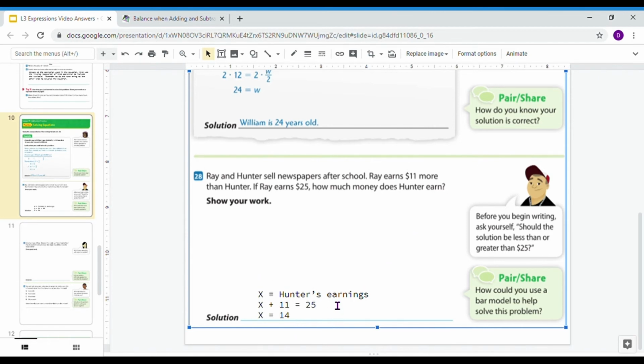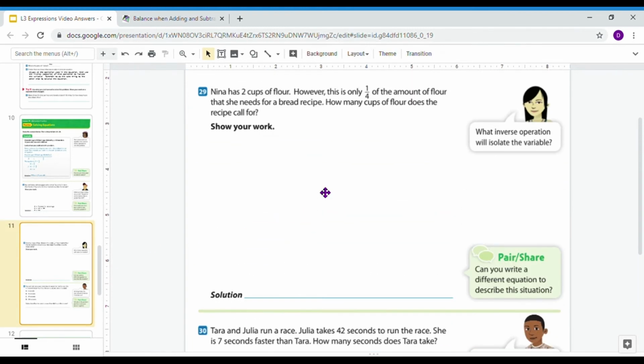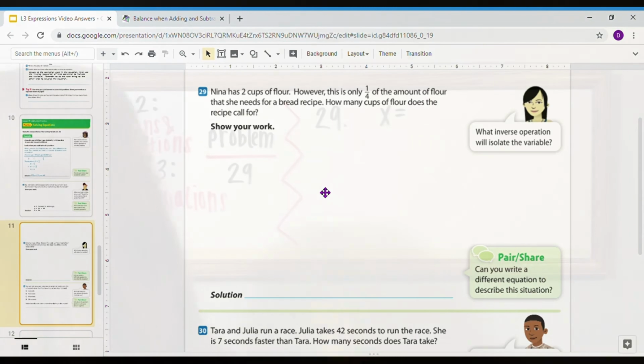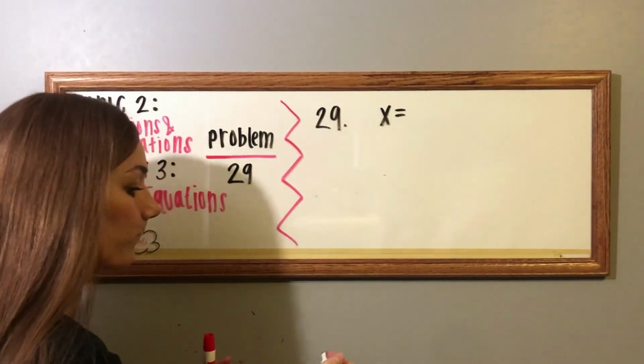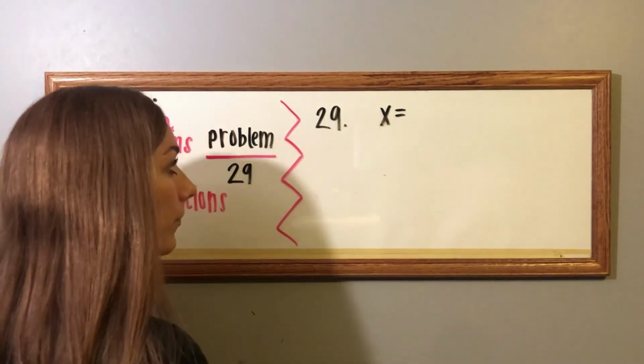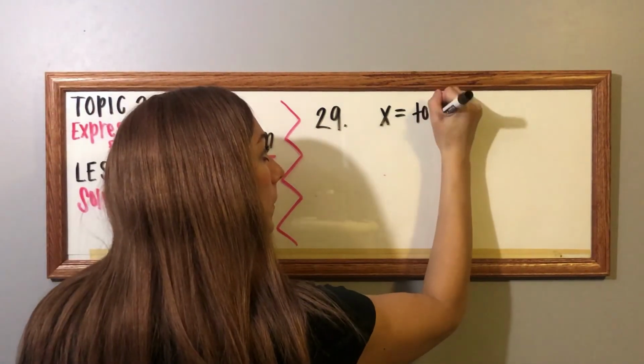So now looking at number 29, we have Nina has 2 cups of flour. However, this is only 1/4 of the amount of flour that she needs for this bread recipe. How many cups of flour does the recipe call for? So my first thing I need to determine is, what is my x value? What am I trying to solve for? In this case, I am trying to determine the total amount of flour for the recipe.